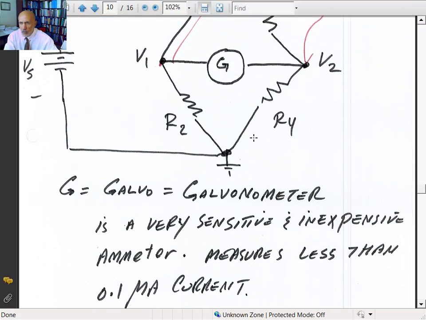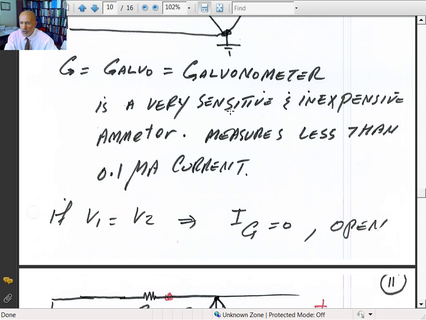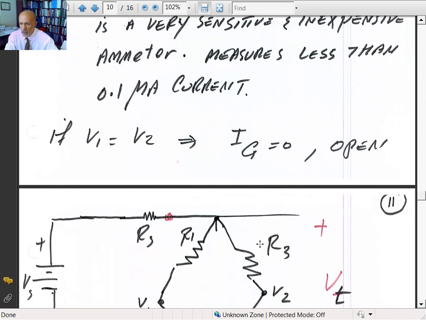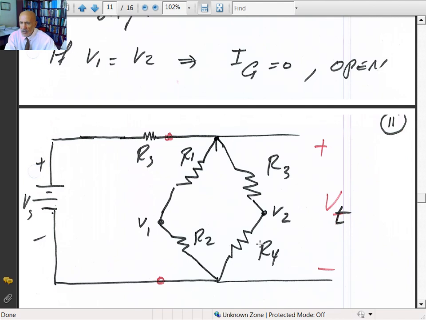Now, if V1 is equal to V2, then the voltage across the galvo, V1 minus V2 divided by its resistance, would be 0, so the current would be 0. So when V1 is equal to V2, Ig is equal to 0, and it acts like an open circuit. That's what the circuit is going to look like if there's no current going to the galvo.